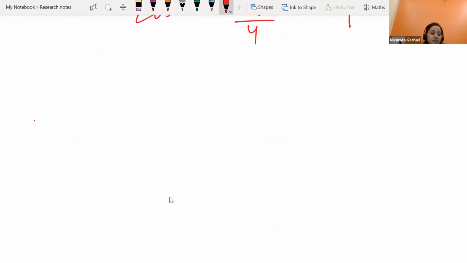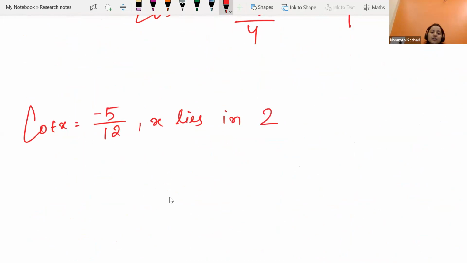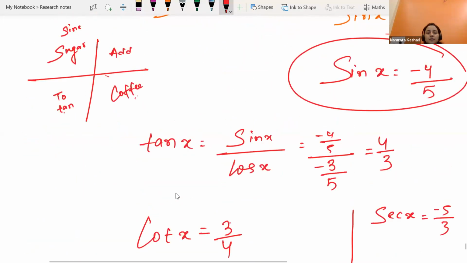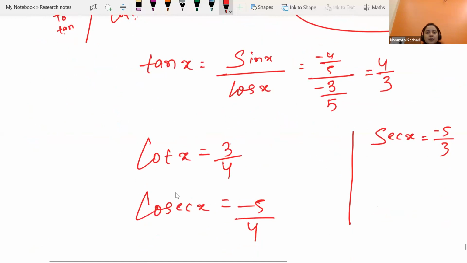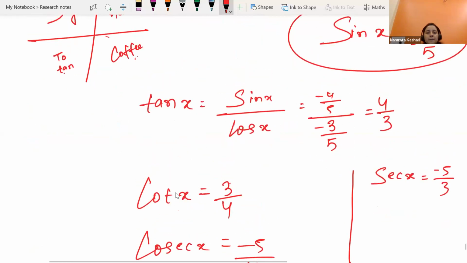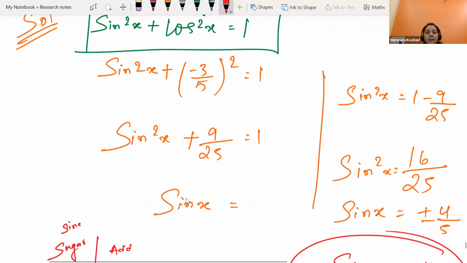Now, if this is the question, cot x is equal to minus 5 by 12, and here x lies in the second quadrant. Ma'am, could you scroll up for a minute? Here or up? This part or question? Okay, ma'am, you can scroll down.